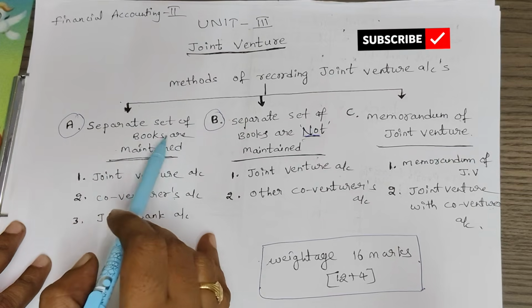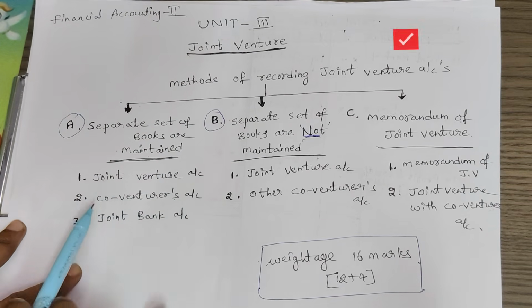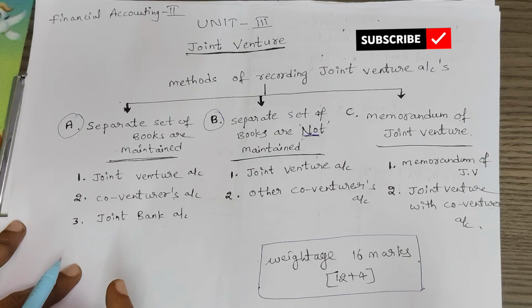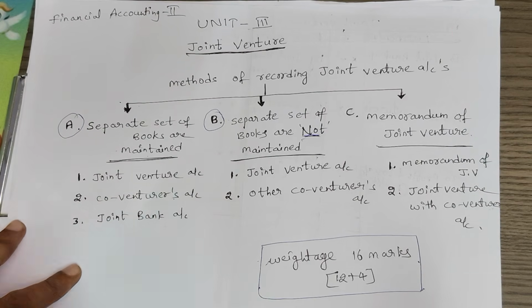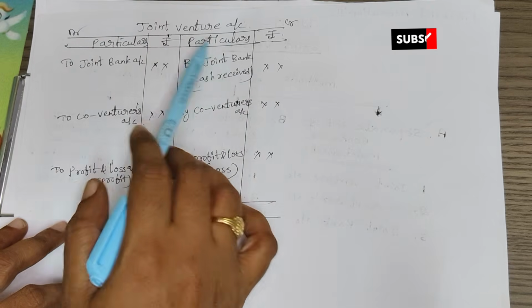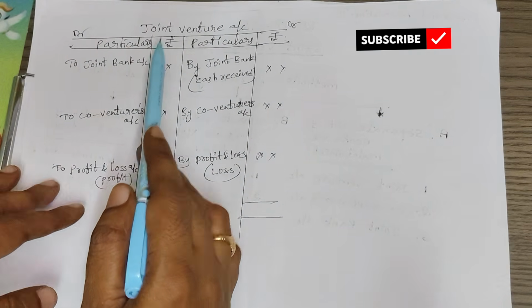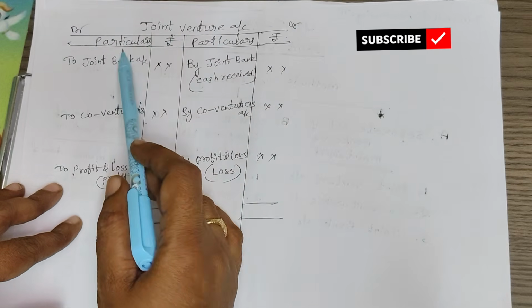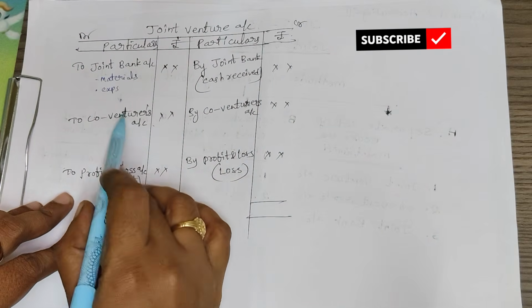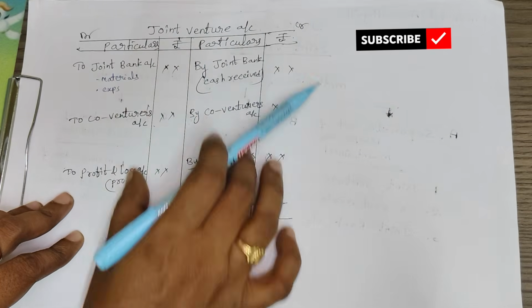When separate set of books are maintained, we have 3 accounts. What are they? Joint venture account, co-venturers account, joint bank account. Here we have the joint venture account. It's like a T-shaped account. We have left hand side debit, right hand side credit, and particulars column and amount column. These are the common items. If you want to prepare the joint venture account, you need to learn this format.